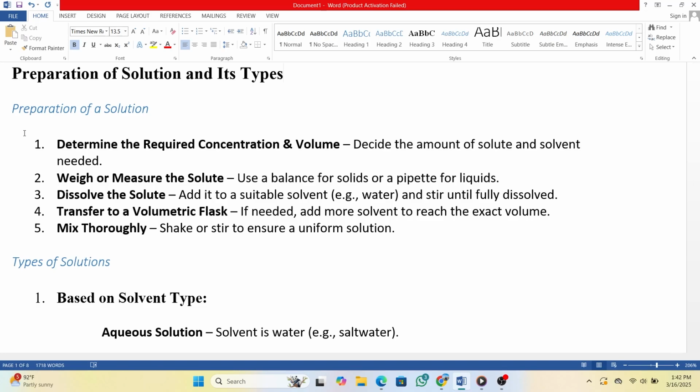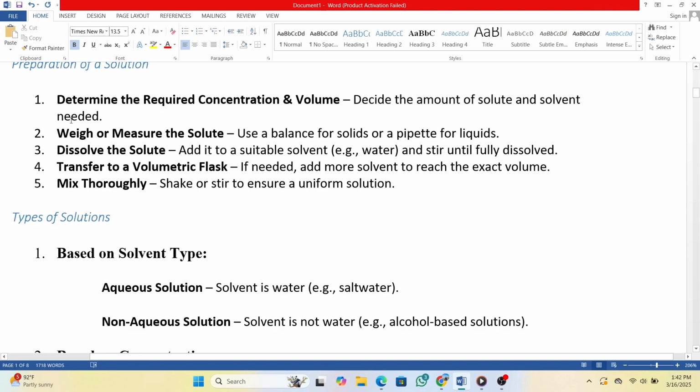3. Dissolve the solute, add it to a suitable solvent, example water, and stir until fully dissolved. 4. Transfer to a volumetric flask, if needed, add more solvent to reach the exact volume. 5. Mix thoroughly, shake or stir to ensure a uniform solution.